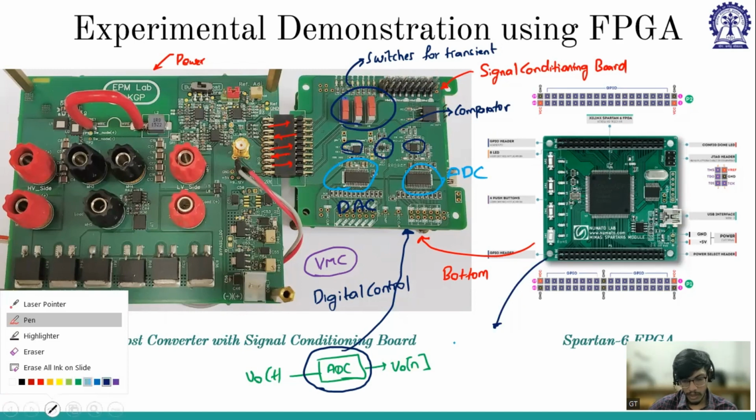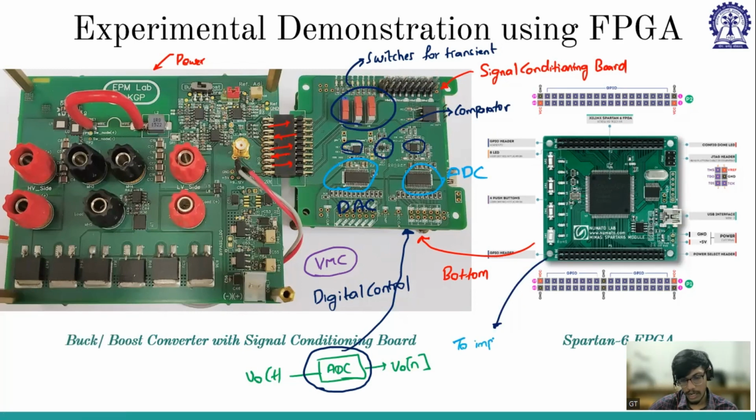Whatever we discussed for digital control, all the digital blocks, the digital comparator, SR flip-flop, and PID controller, all these things will come in this FPGA. So is that clear?